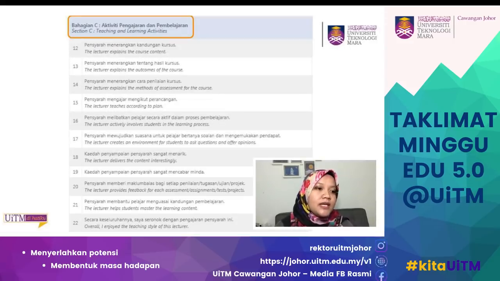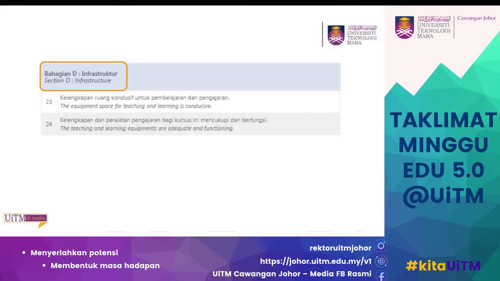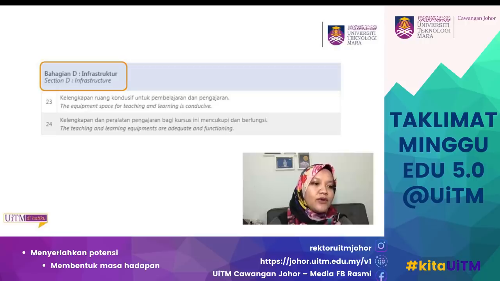Okay, moving on to section C. This focuses on the teaching and learning activities. You can see the statements there from number 12 up until number 22. You can take a look at the statements and rate them using the scale given to you, from 1 to 4. And finally, section D for the infrastructure. You have 2 statements for this section, something about the equipment and space, whether it is adequate and functioning. So those are all the 24 statements for Sufo that you will have to complete by the end of the semester.